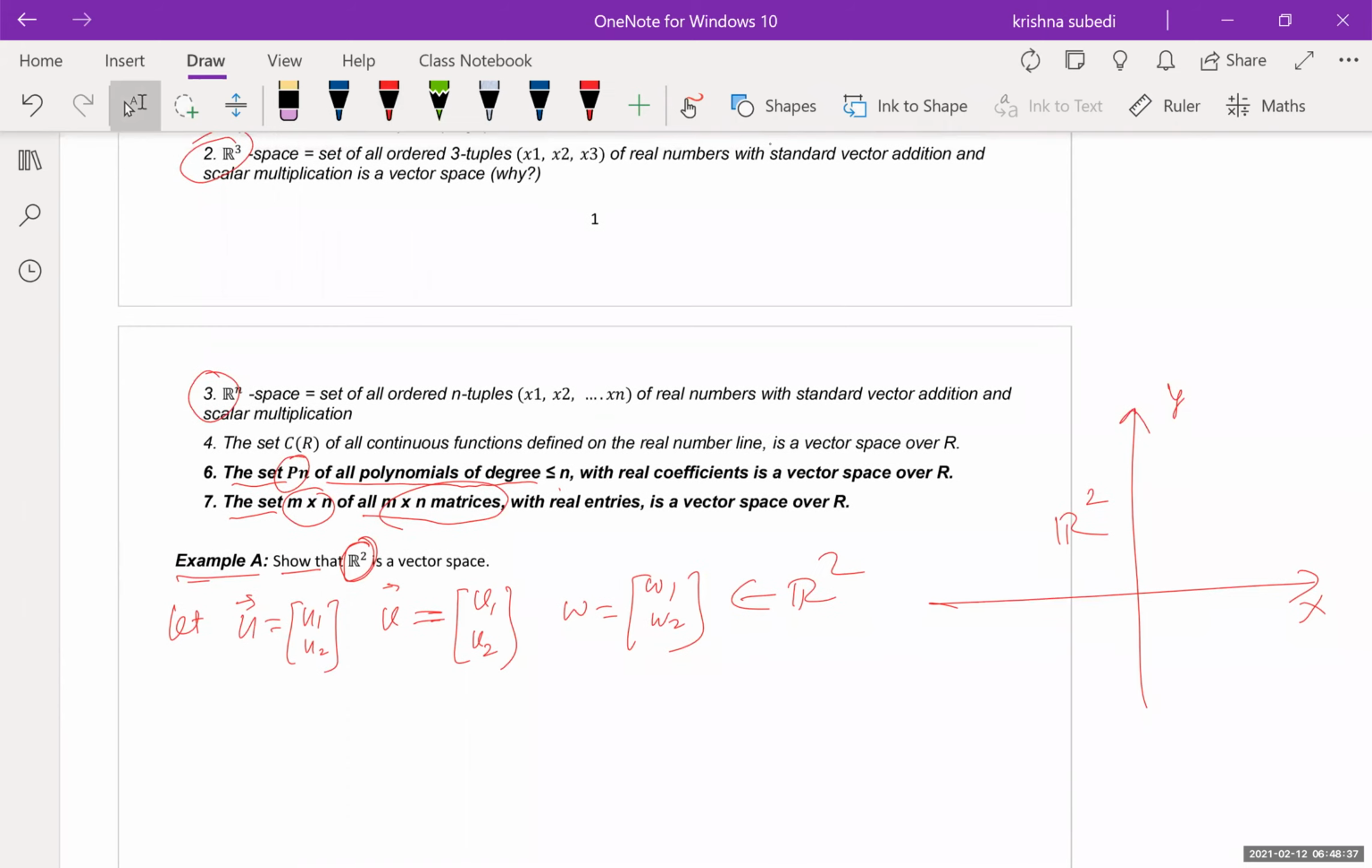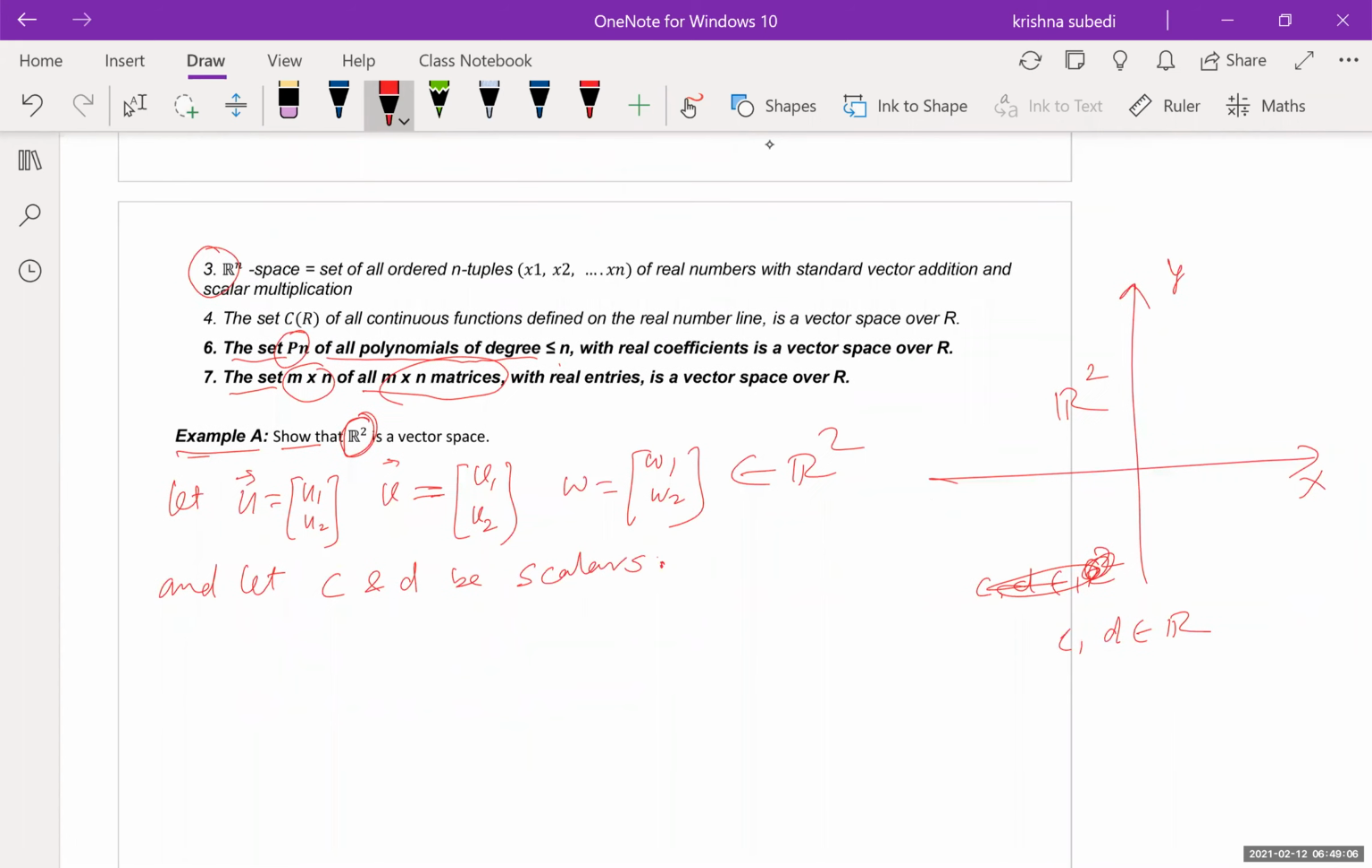And now we consider some scalars. Let C and D be scalars. Or you can say C and D belong to R. You can write this way too. They are scalars.